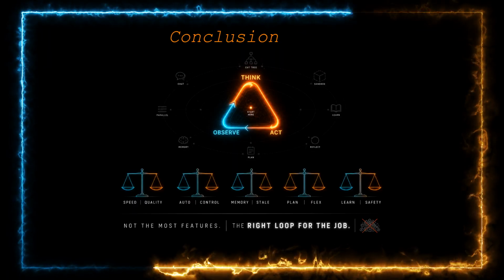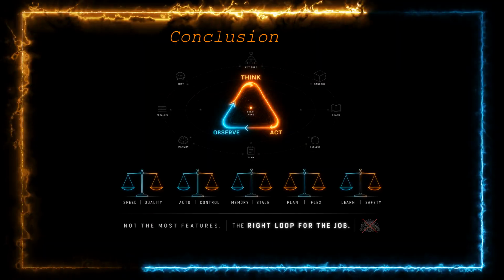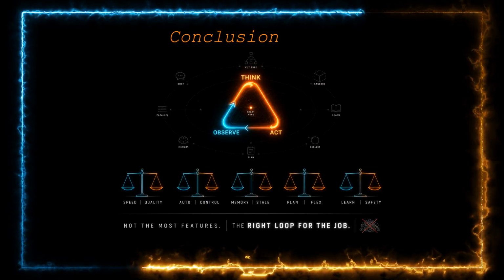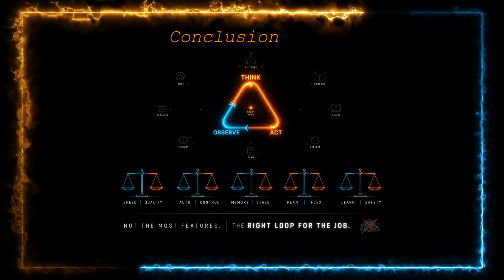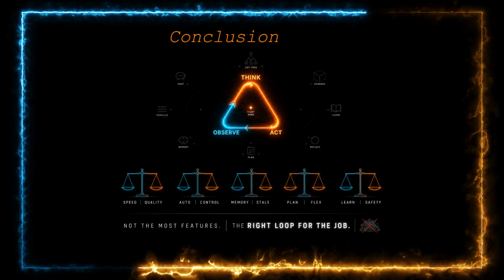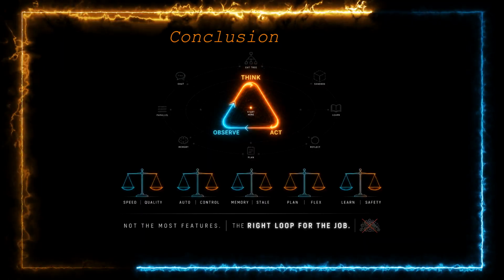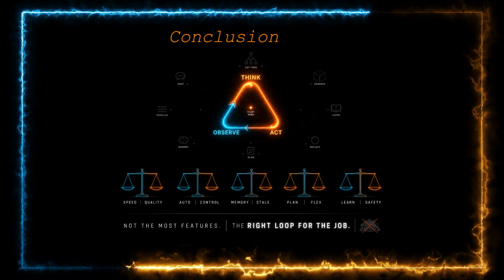Add memory when context must persist. Add planning when the task is long. Add stronger reasoning when the task is hard. Add learning only when you have feedback, evaluation, and rollback. Agent design is mostly about trade-offs: speed versus quality, automation versus user control, memory versus stale context, planning versus flexibility, learning versus safety.